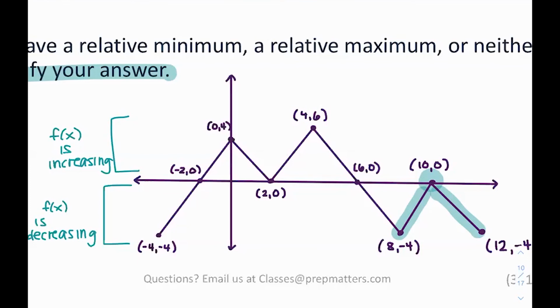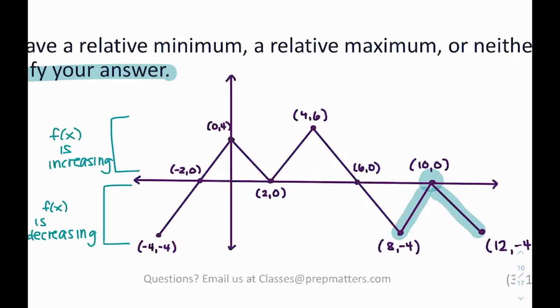The function does not change from increasing to decreasing or decreasing to increasing at x equals 10 because the first derivative does not change from positive to negative or negative to positive. That means that while we do have a horizontal tangent line, we do have a derivative equal to 0 at x equals 10, we do not have a minimum or maximum.